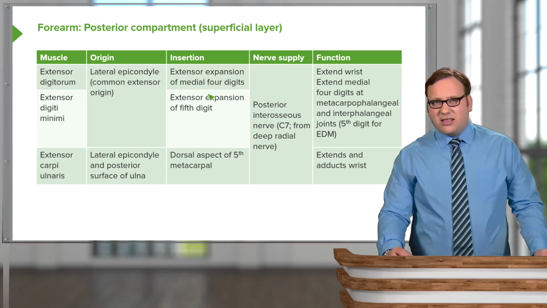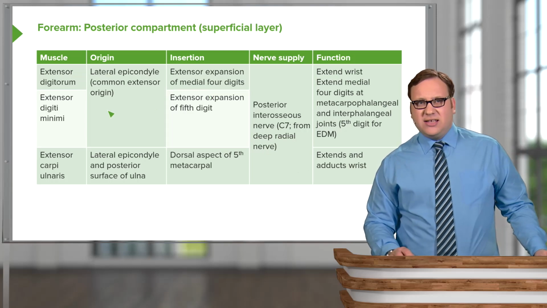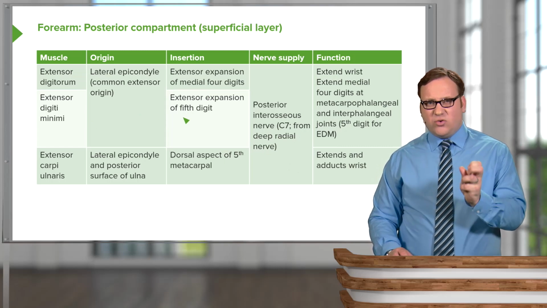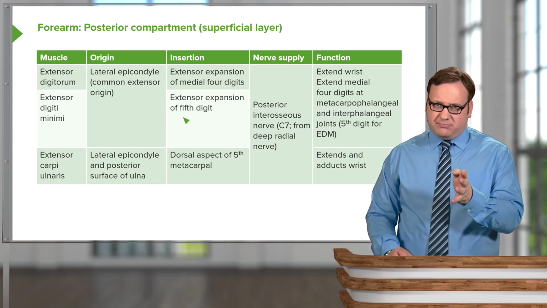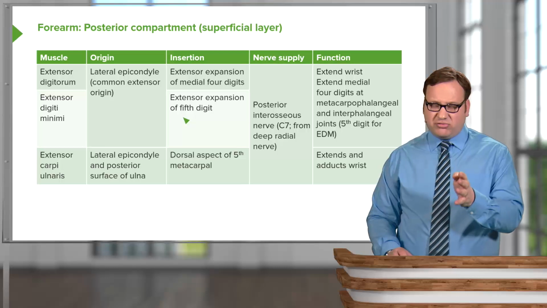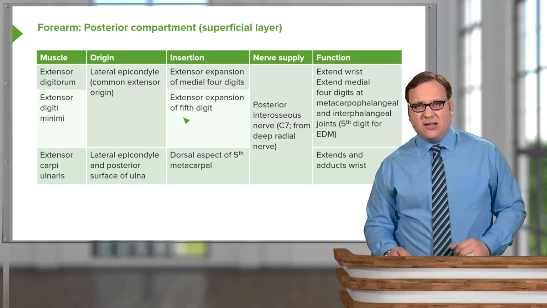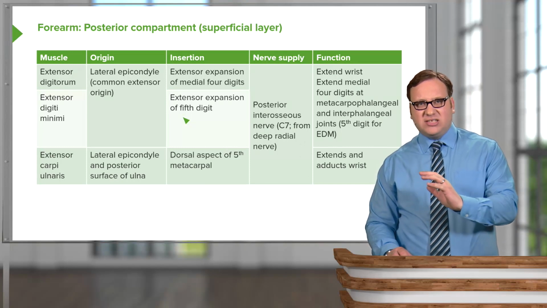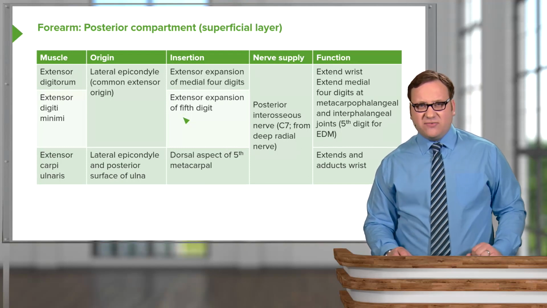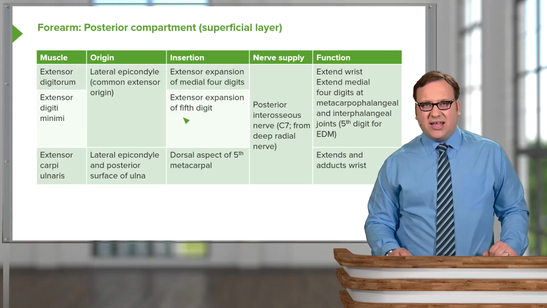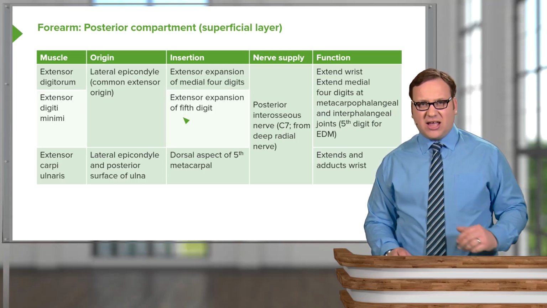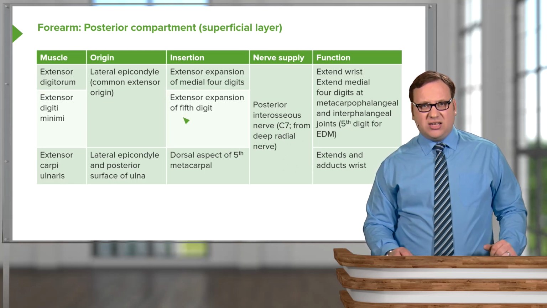Now, unlike the flexor compartments, these extensor muscles don't physically attach to the distal, middle, or proximal phalanges of the digits, but they attach to a connective tissue fibrous band over each of the digits known as the extensor expansion. And this is a sheath that surrounds the interphalangeal joints of the digits.